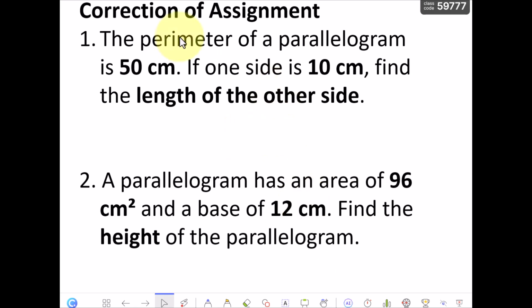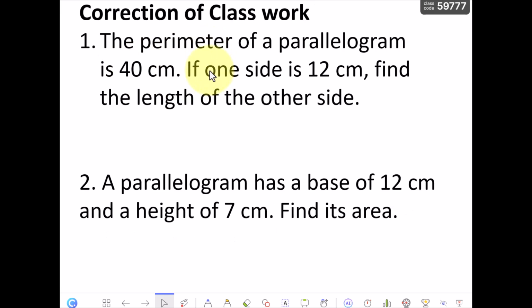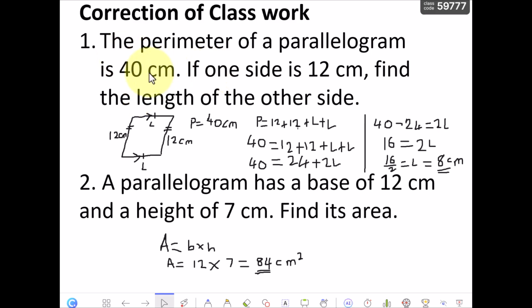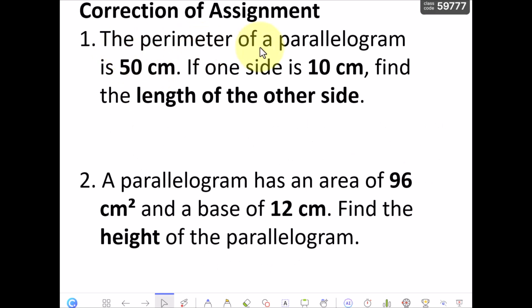So looking at the correction of the assignment, the first one is similar to this one we just did. It's similar to this number 1. That is, the perimeter of a parallelogram is 50. If one side is 10 centimeter, we should find the length of the other side. So the same thing with what we did in the classwork.